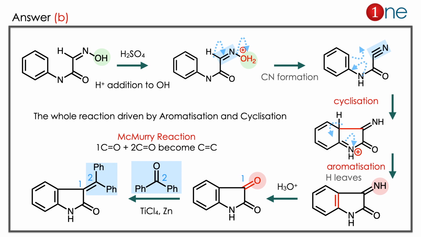Here you have to learn 3 things. One is that cyclization is a driving factor initially. Second, aromaticity. Aromaticity drives the reaction for the ring closure and annulation. Third, the McMurry reaction. The McMurry reaction combines C=O and forms a C=C double bond.